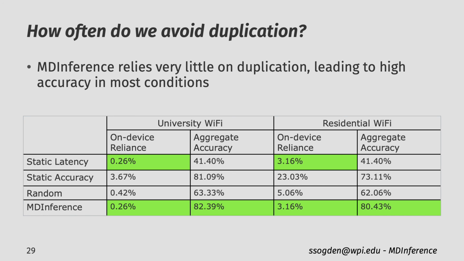This on-device duplication, when coupled with dynamic model selection, allows MDInference to provide higher accuracy while bounding response latency to 250 milliseconds. In this case, we can see that we improved over the static accuracy approach at our target by 1.3% on university Wi-Fi and 7.3% accuracy on residential Wi-Fi. Compared to the static latency approach, which is the one-size-fits-all, we see that we improve accuracy by over 40%. This shows the advantage of dynamically selecting models based on the network time.